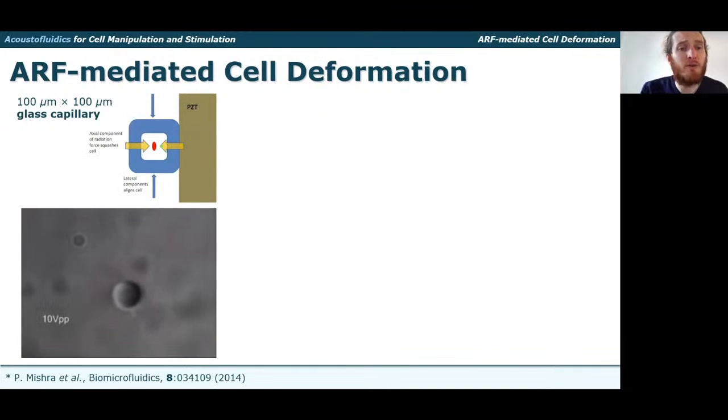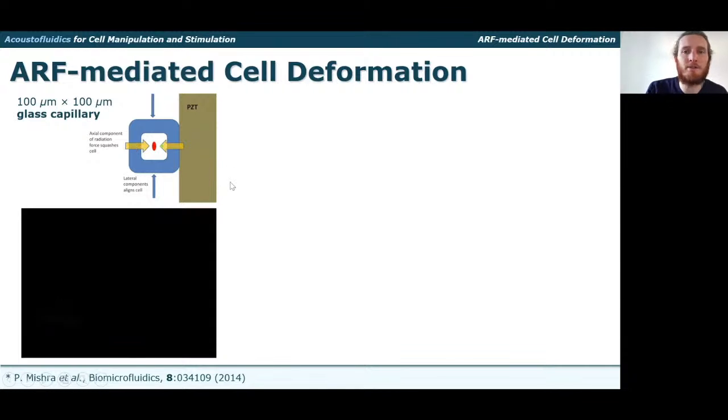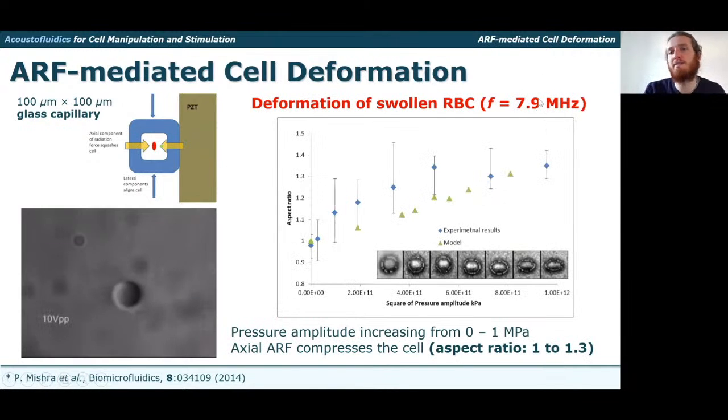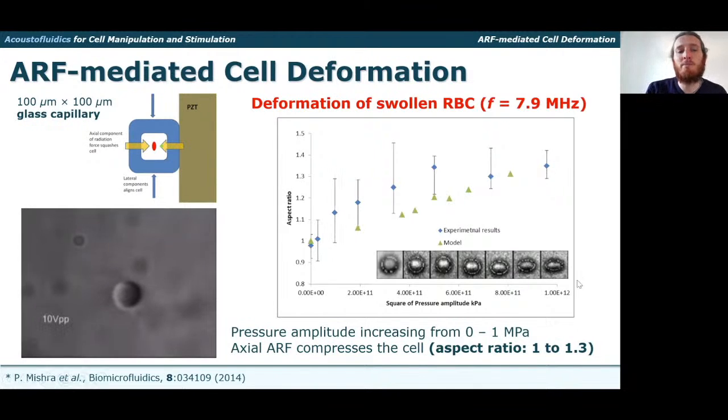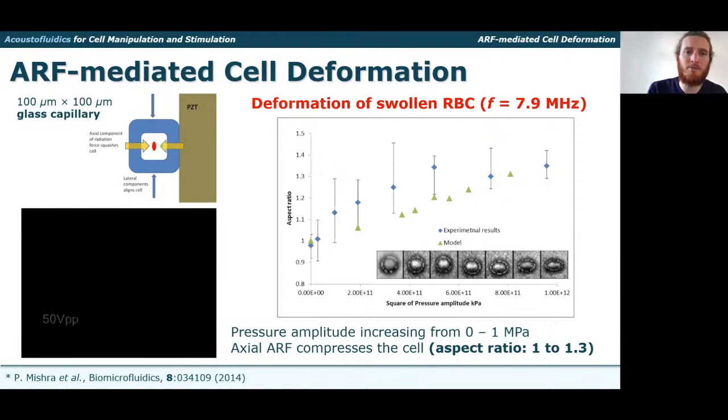Previous studies have reported that, for example, single cells can be significantly deformed by acoustic radiation forces in a glass capillary type of resonator at a relatively high frequency of, in this case, 7.9 megahertz. And remember, there is a dependence of the primary radiation force on the frequency of the ultrasound wave. In this case, swollen red blood cells were basically squashed by radiation forces to an aspect ratio of 1.3. So it's a relatively significant level of cell deformation.